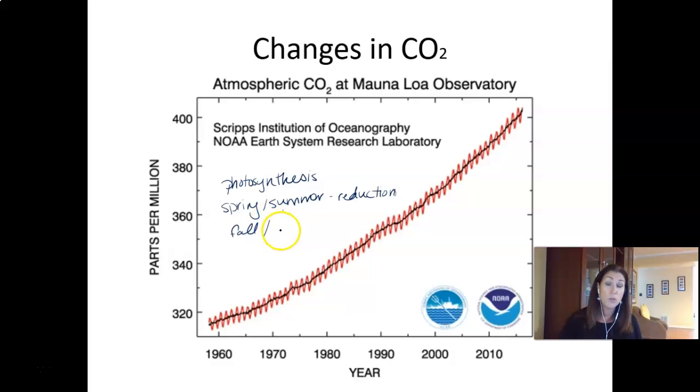So you see this very regular up and down, but this is a very, very common graph that the College Board likes to use. So it is important to understand why you see these fluctuations in that yearly CO2 level. But the overall trend is that the CO2 is increasing.